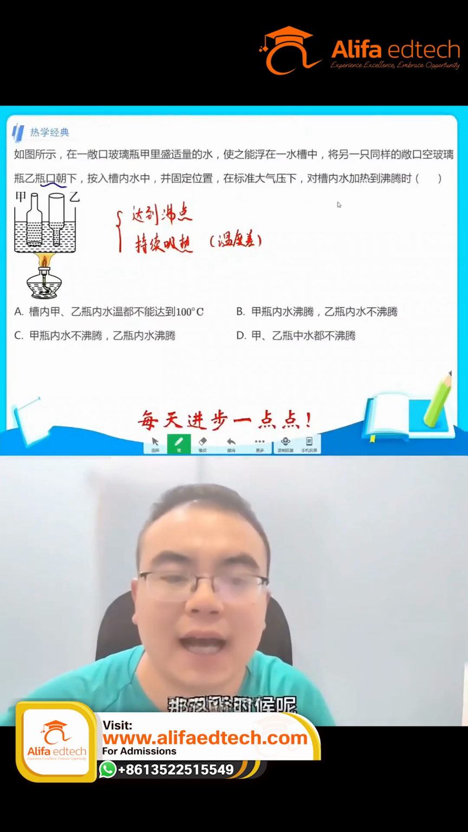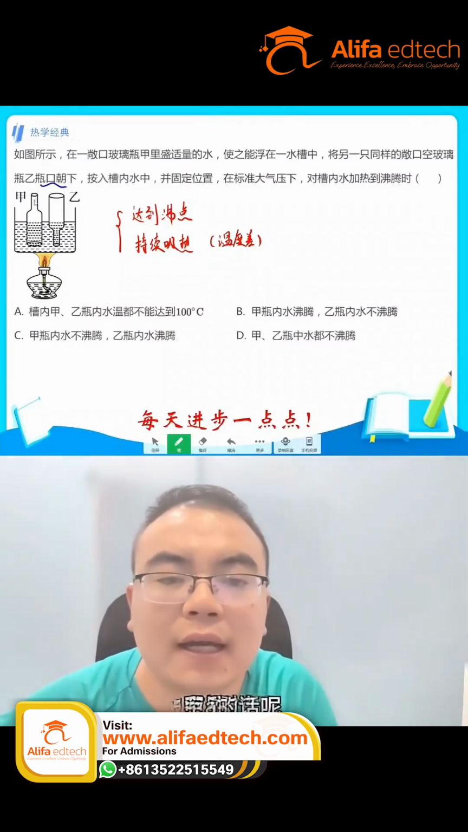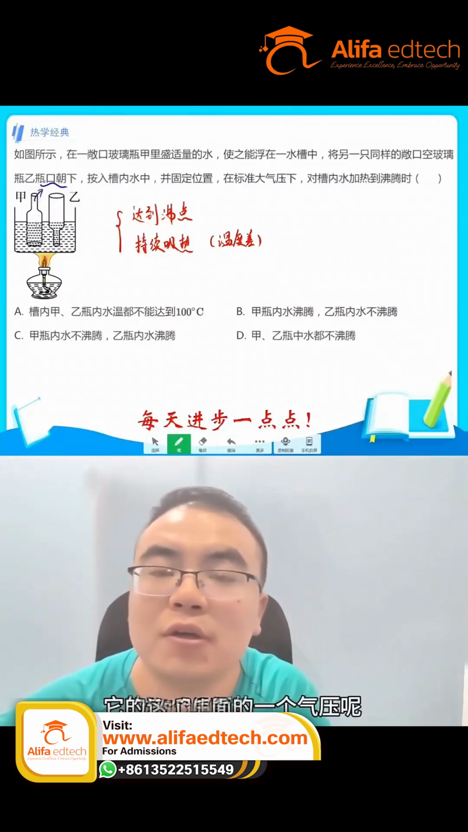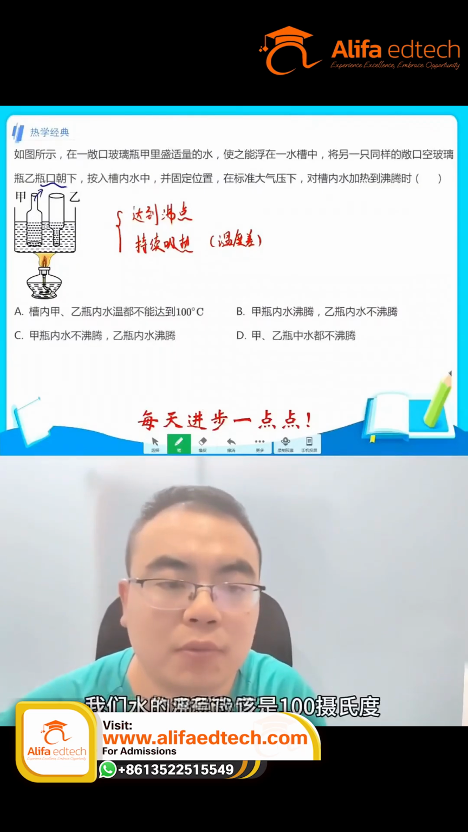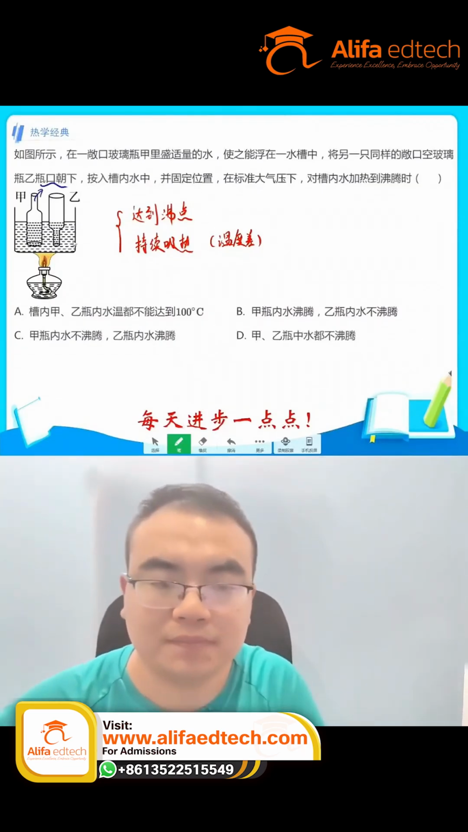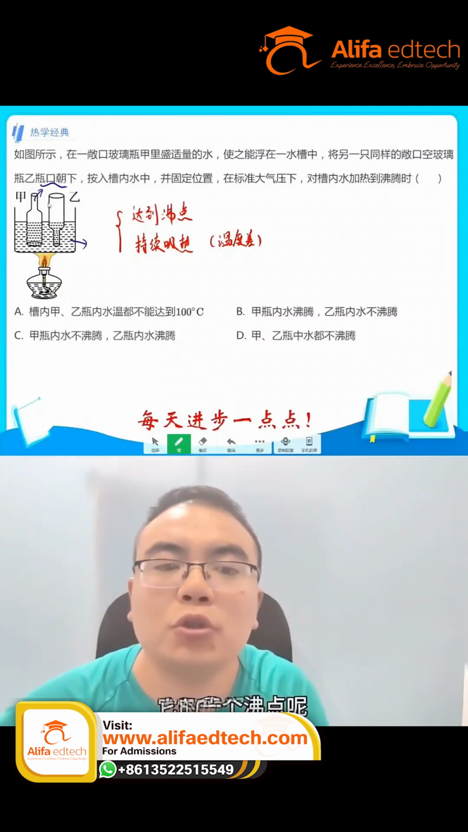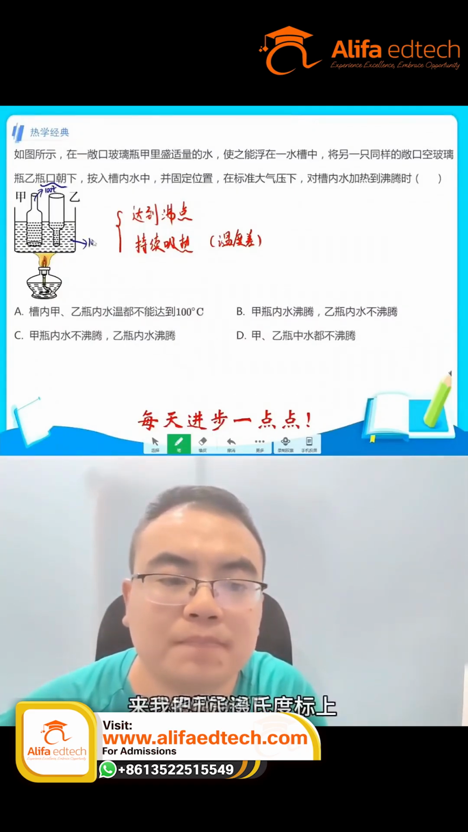At this point, let's analyze the situation step by step. First, bottle A and bottle B are both connected to the atmosphere, so the air pressure above them is atmospheric pressure. Under atmospheric pressure, the boiling point of water should be 100 degrees Celsius, and the water outside should also boil at just over 100 degrees Celsius. Here, let me mark 100 degrees Celsius.